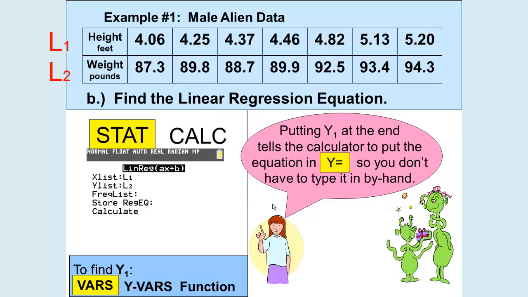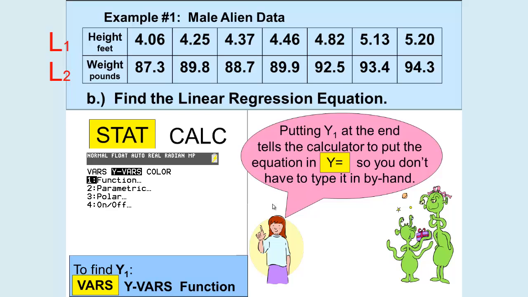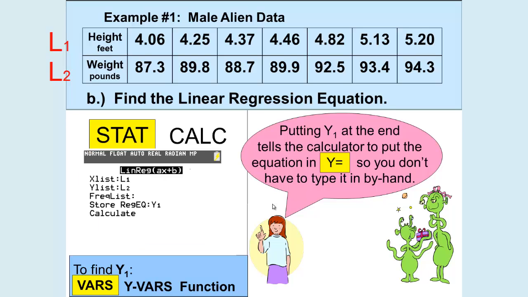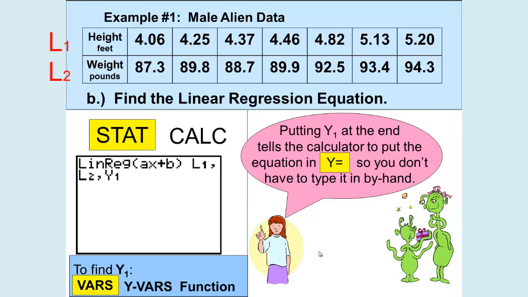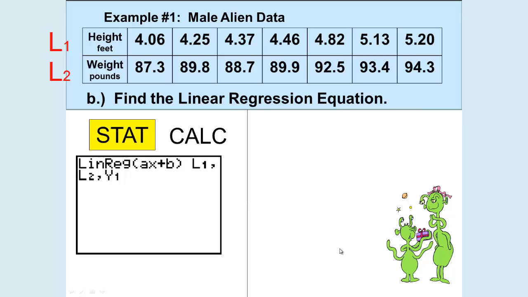And again, to find Y1, we press vars, Y-vars, choose function, and then select Y1. And that's where we store the Y1. Then we press Calculate and then Enter. Again, putting Y1 at the end tells the calculator to put the equation in Y equals, so we don't have to type it in by hand.